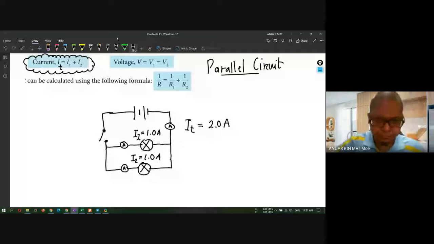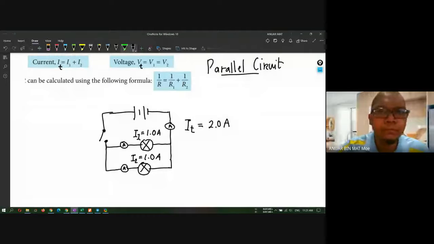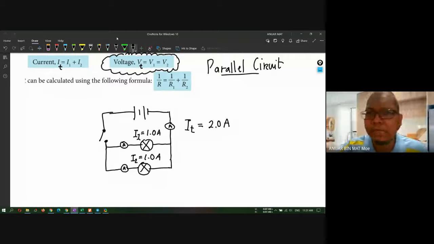Now, how about the voltage? Voltage is very easy, class. For voltage here, all the same, simple. Just opposite the series circuit. For example, the total amount of the dry cells here is about 1.5, 3 volt, 3.0 volt. The total voltage here is about 3 volt.